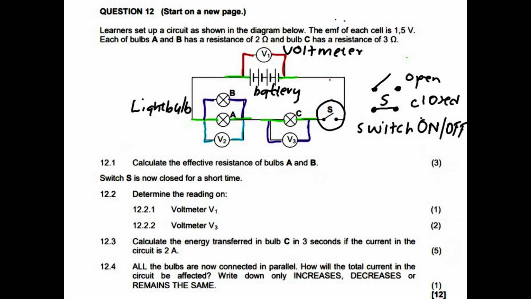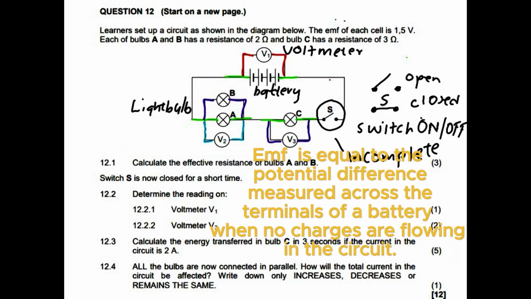When it's drawn like this, it means that the circuit is incomplete. The circuit is incomplete. And that essentially tells us that there is no charge flowing in the circuit, meaning there is no current. So that is an important thing to understand. If the switch S is open, it means that there is no charge flow, meaning that there is no current in the circuit.